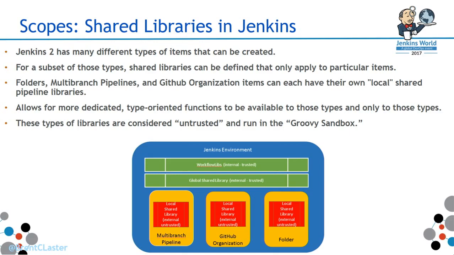Then there's the global shared library, which is external, meaning that instead of being in the repository that Jenkins maintains, it's in any kind of external repository, like a Git repository outside of Jenkins, and gets pulled in from there. If it's a global library, it is trusted as well. It can do anything out there, any of the calls that it needs to. And then each of the other types of entities we talked about, multi-branch pipelines, GitHub organizations, folders, can have their own local shared libraries as well. Those are considered untrusted. These untrusted libraries run in the Groovy sandbox, and if they try to make calls outside of that, then they get flagged.